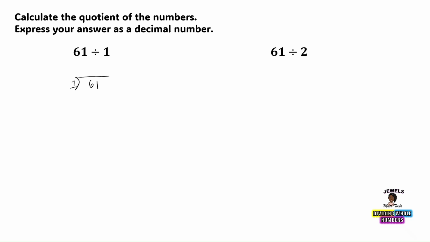1 divides into 6, 6 times. 6 times 1 will equal 6, and 6 minus 6 gives us a difference of 0. We're going to bring down our 1. 1 will divide into 1 once. 1 times 1 will equal 1, and 1 minus 1 will give us a difference of 0. So when 61 is divided by 1, we get the quotient of 61.